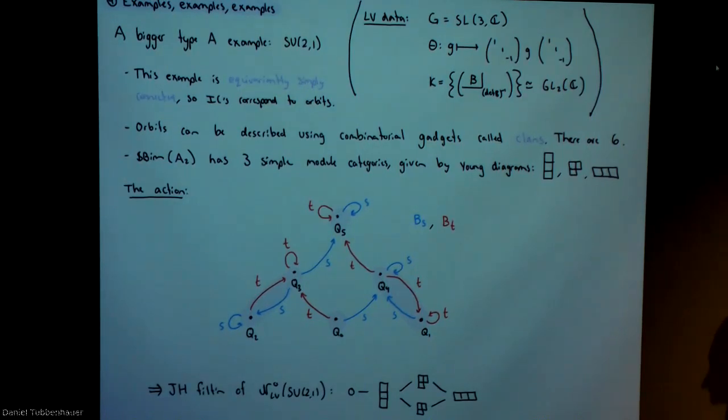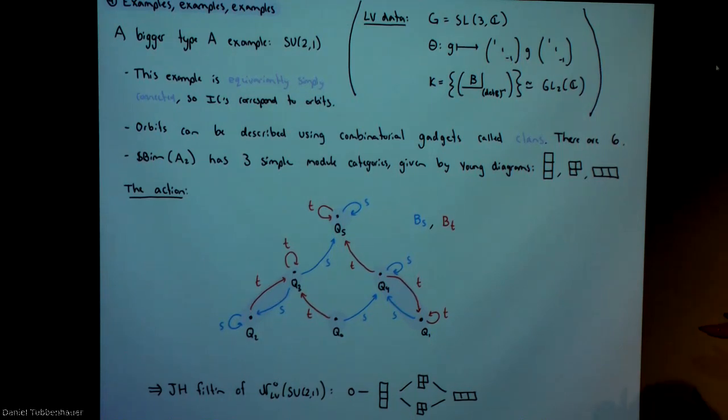So we can see here, just by playing games and counting, that the Jordan-Hölder filtration of this looks like the following. So we have 2 cells that have 2 indecomposables in them, and then we have the top cell and bottom cell that have exactly 1 indecomposable. So this is the filtration in this example.